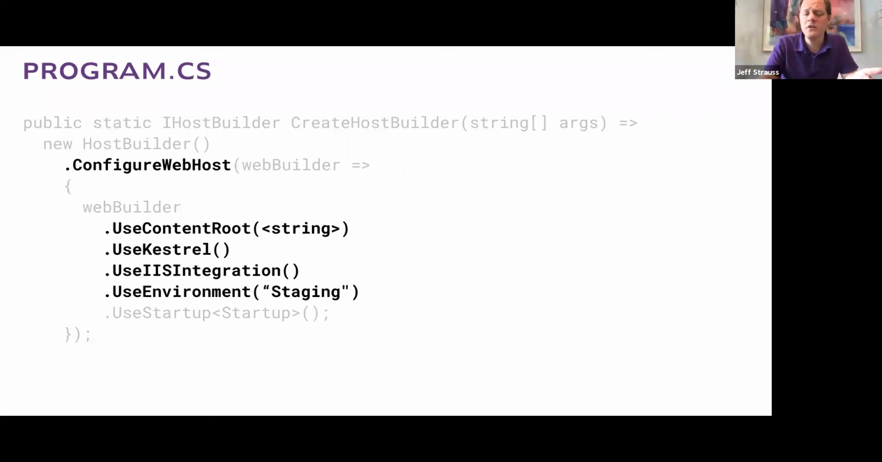But IIS isn't the only thing. What if you want to run, say, in a Linux container? Well, you don't have to use IIS. So you could use Apache or you could use Nginx. There are other options. You don't have to use IIS as your reverse proxy. And similarly, you don't even have to use Kestrel.